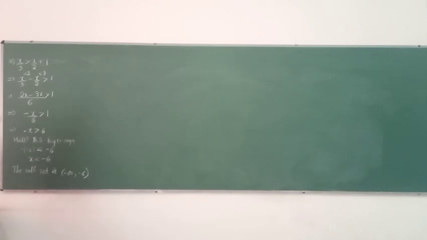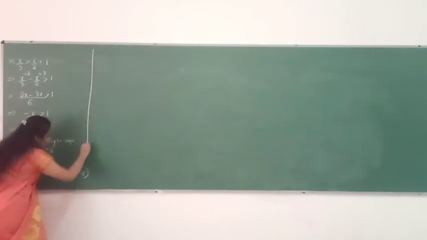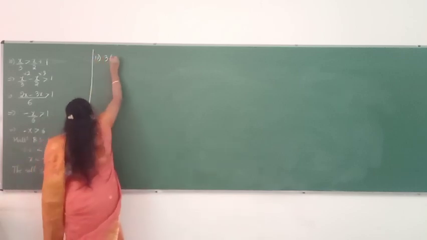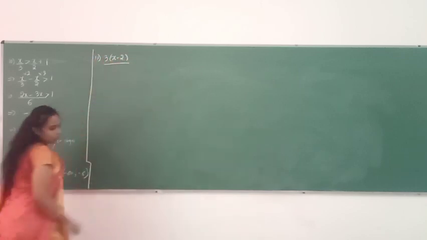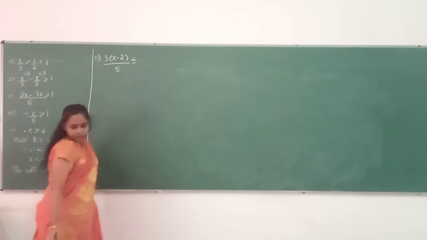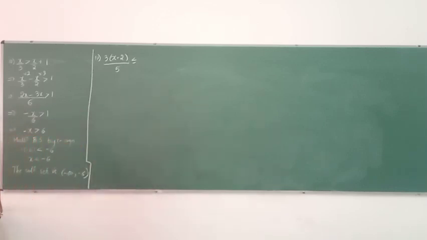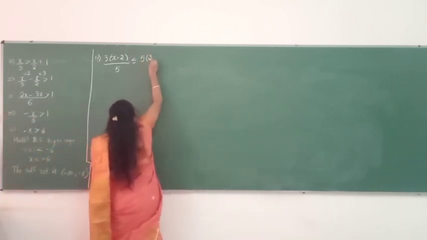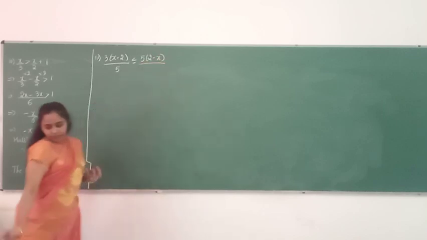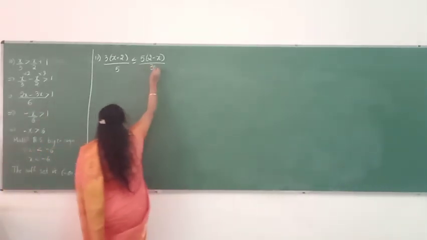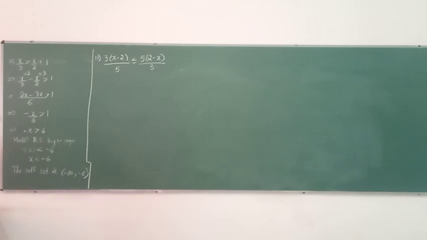Now let us move on with the next question. The next question is (3x minus 6) whole divided by 5 is less than or equal to 5 into (2 minus x) whole divided by 3. Okay, now let us solve this question.